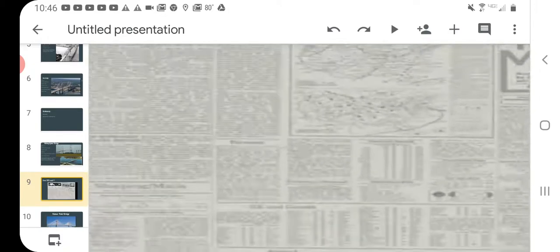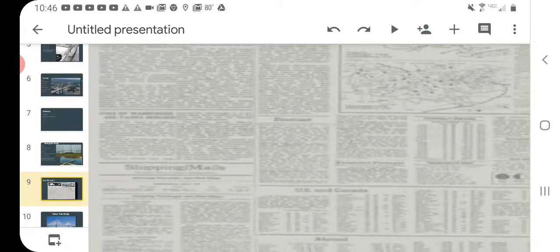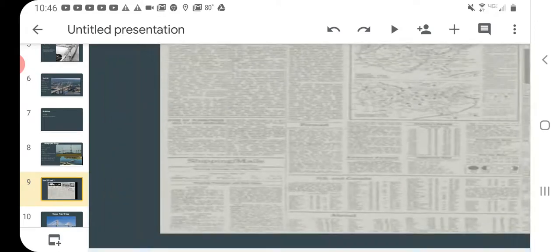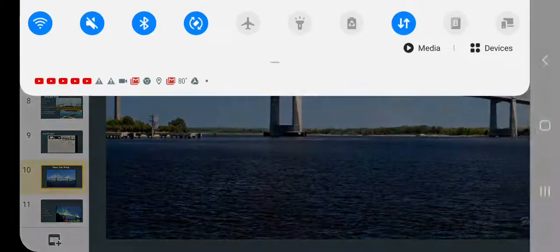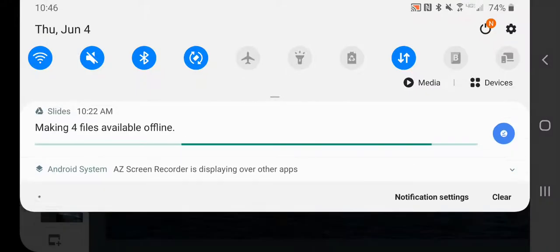And I can't read all of this. This is kind of super tiny. I don't know. Ames Point Bridge. Oh, sorry.